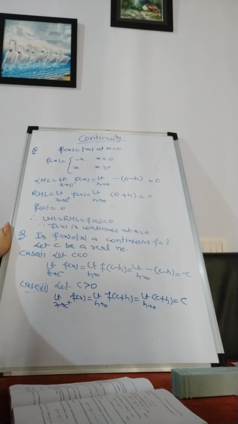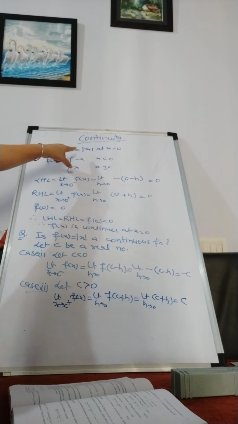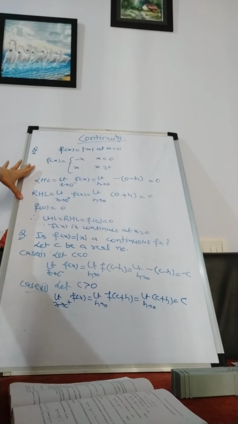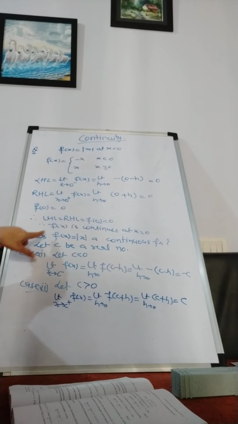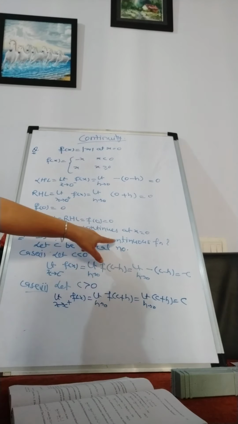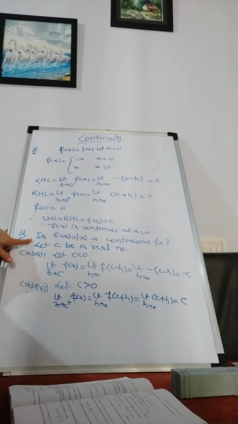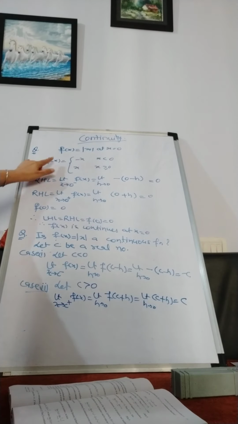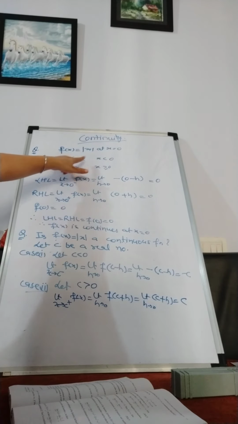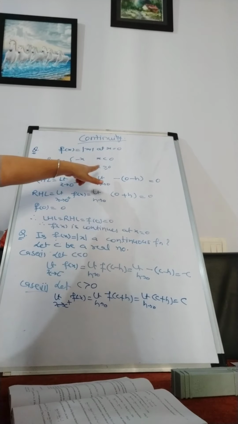Now this is a question. You have to check the continuity of f(x) = |x| at x = 0 in the first question. Here f(x) = |x| is a continuous function, meaning I will check at a point and then throughout. The definition of f(x) is f(x) = -x when x < 0 and x when x ≥ 0.